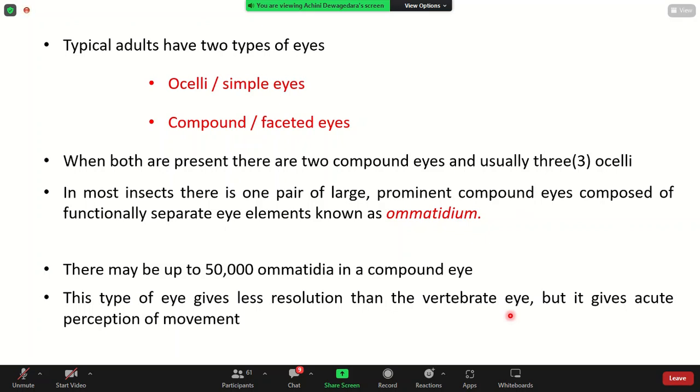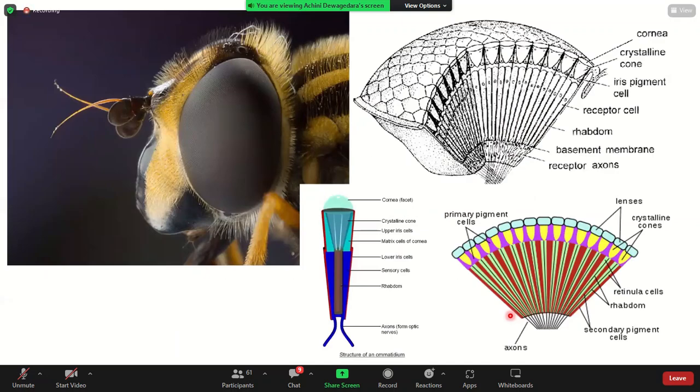Just imagine a fly is there. If you move your hand, the fly can see it, right? Movement can be recognized. So here in this picture also you can see that the eye is made up of a large number of faceted ommatidia, small eye elements. If you look closer, it will be like this.